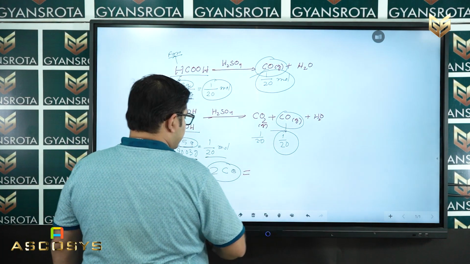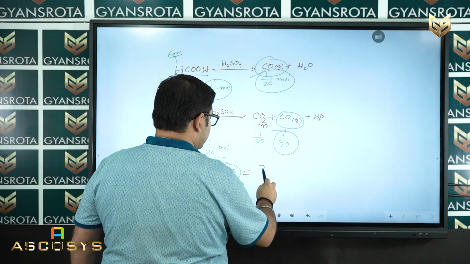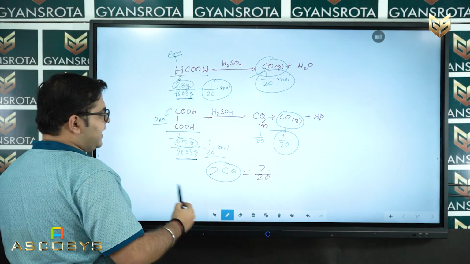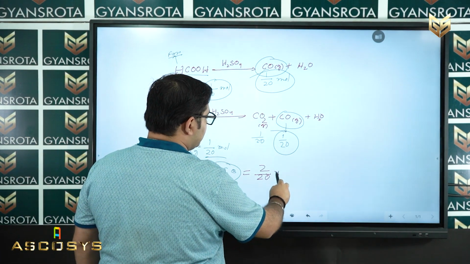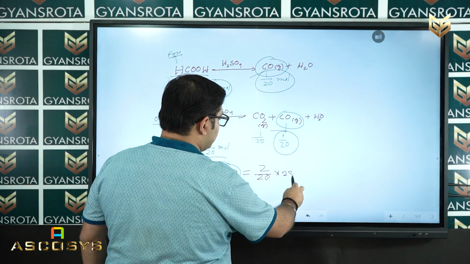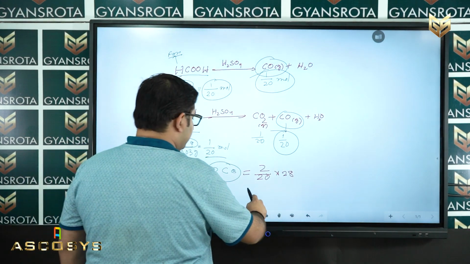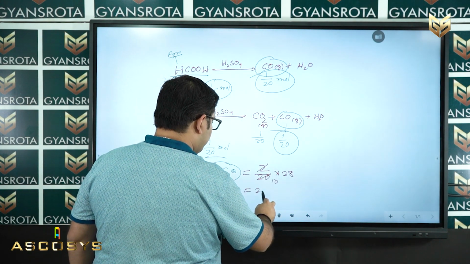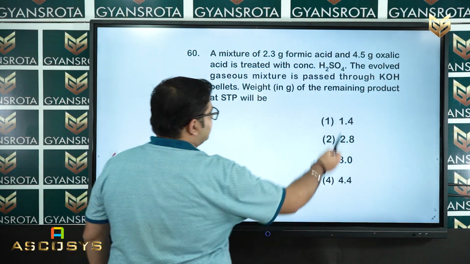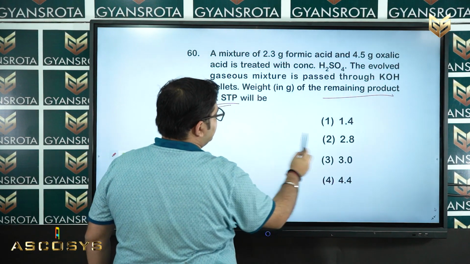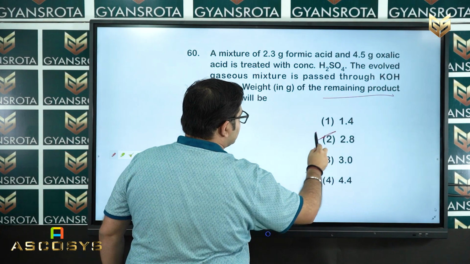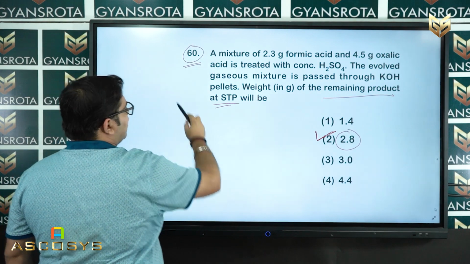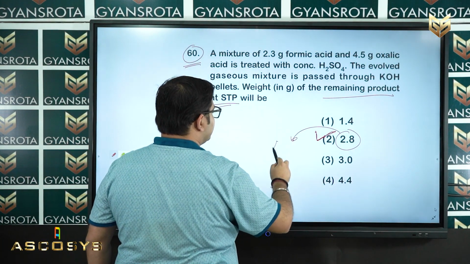So, 2 CO. First we have to see the 2 CO and what is the mole? 1/20 mole. But your answers are given in the gram. So, again we have to multiply with the molecular weight, and finally we end up here as 2.8. So, what is the remaining product at STP? That is your answer, 2.8. So, option number 2 is the correct answer of question number 60. How we found the 2.8, I already discussed.